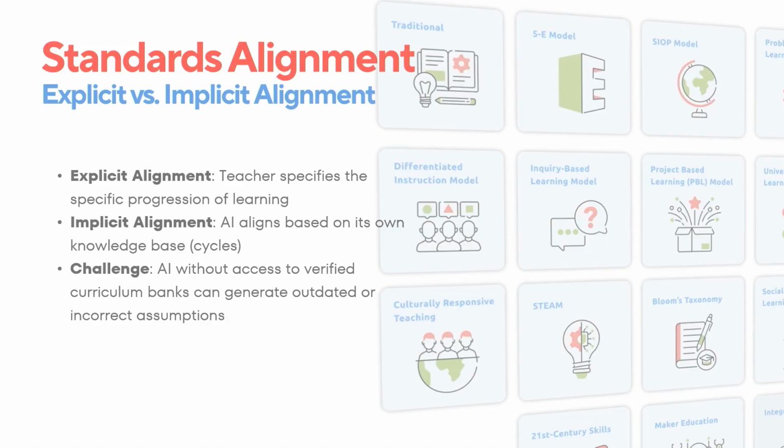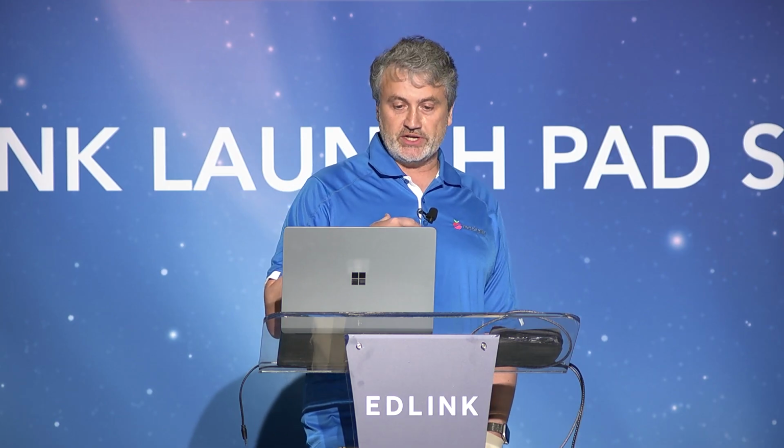So we do 2 things in Teachally. We do something called explicit alignment, which is where the teacher actually specifies the progression of learning, and we align to that progression of learning. We could also do implicit alignment, where AI, based upon its own knowledge base that we've trained it on, is creating the right alignments with the standards.